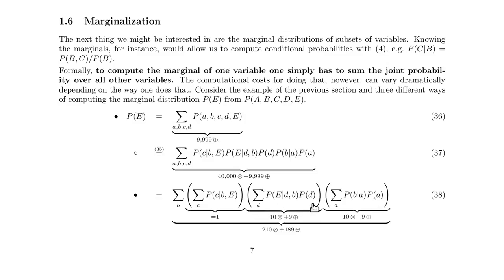This sum requires, because D goes over 10 values, 10 multiplications and 9 additions to calculate this for any value of E and B. This again requires 10 multiplications and 9 additions for any value of A. So we have 10 times this term, 100 times this term, this drops out. And if we add this all together, we end up with 210 multiplications and 189 additions. Now this is much, much less effort than doing this thing here. So it's not only that we save memory, we also save computation by representing the joint probability distributions as a product of conditionals.